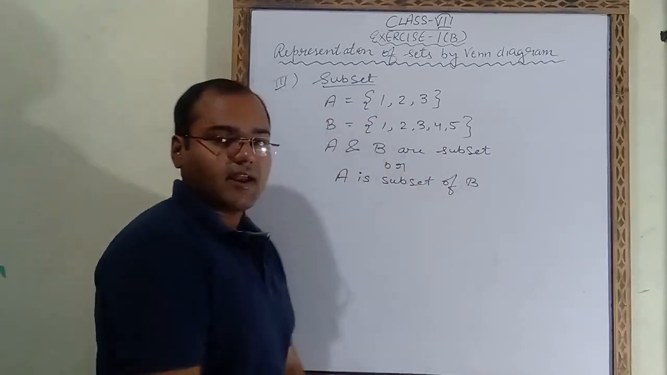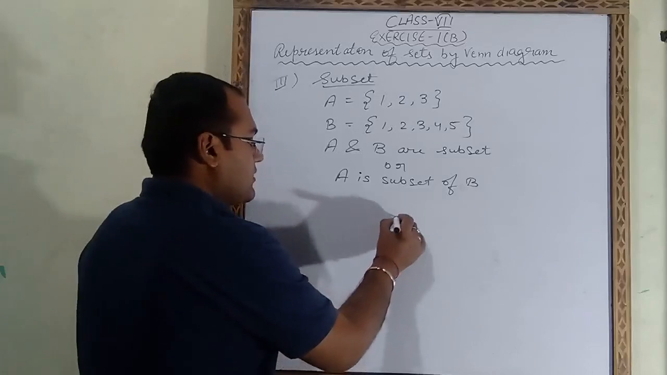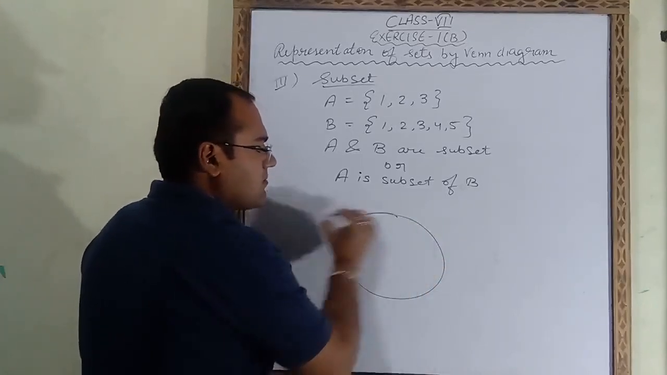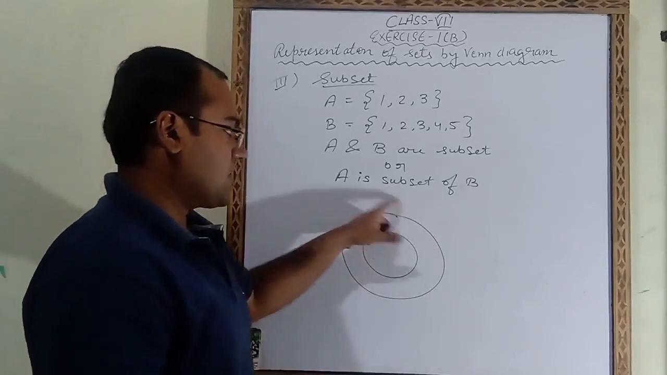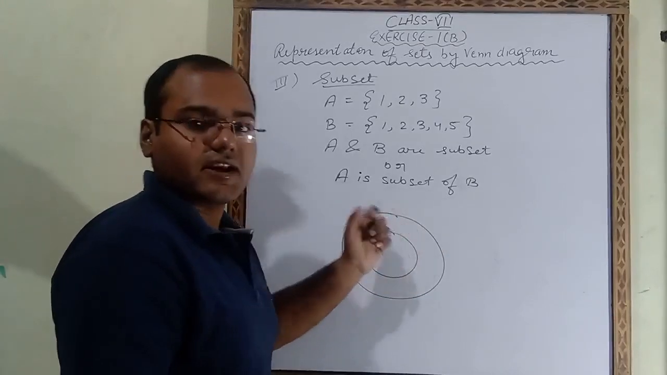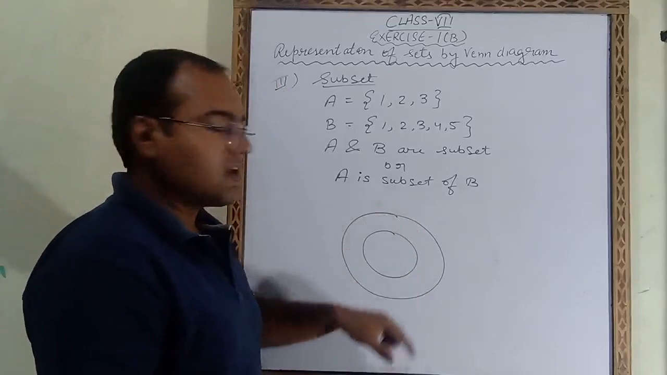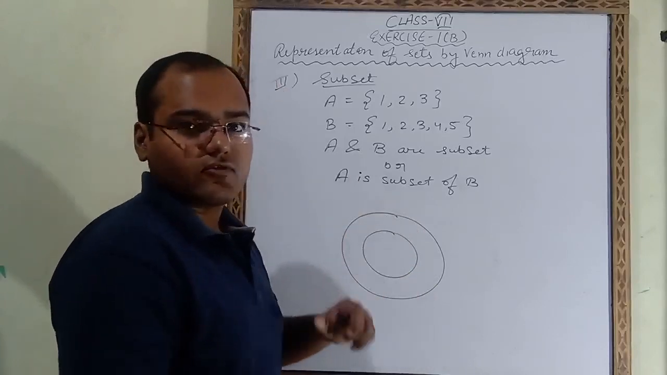Now how will we draw the Venn diagram? For the Venn diagram, we have to make two circles, but here you have to draw the first circle like this and the second circle we have to make inside. Now where do we have to write A and where do we have to write B?